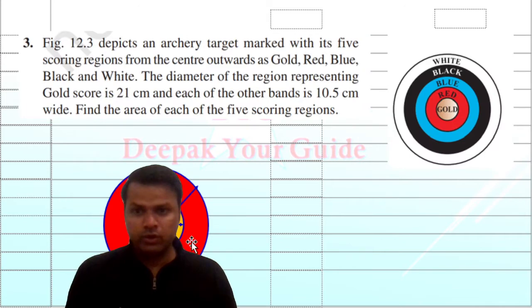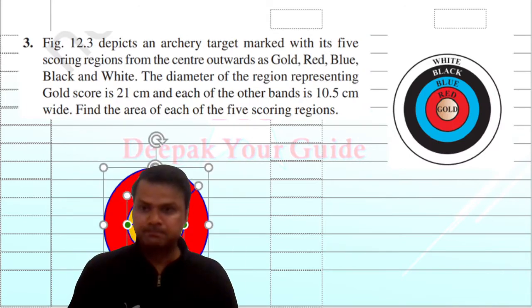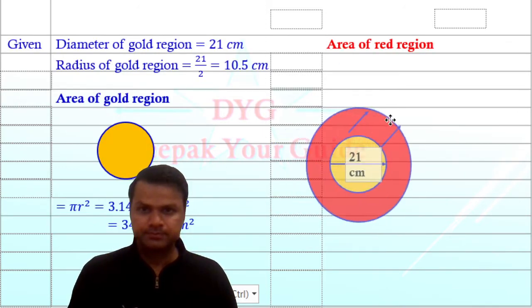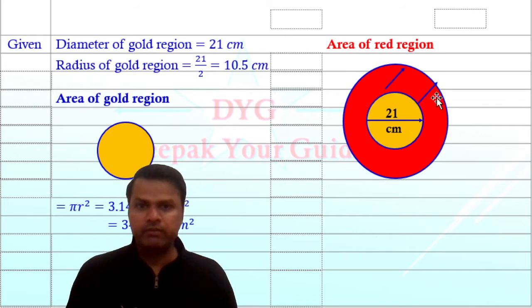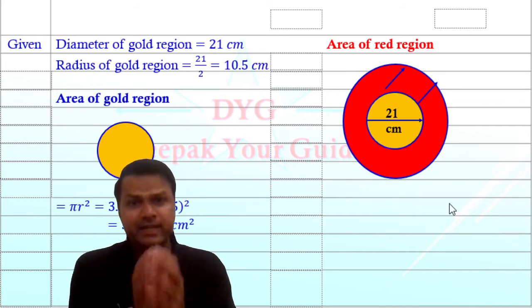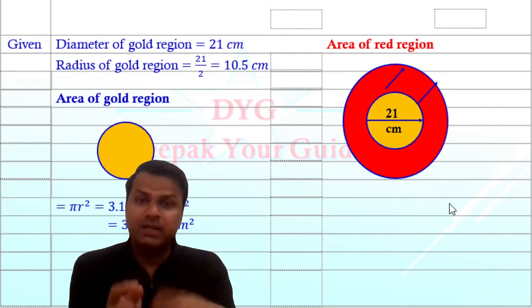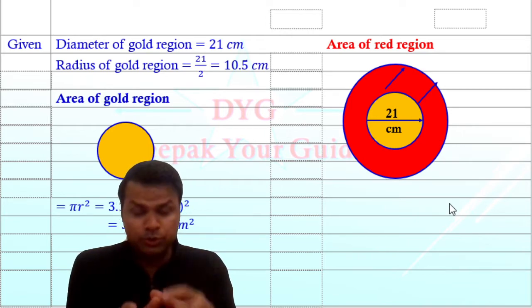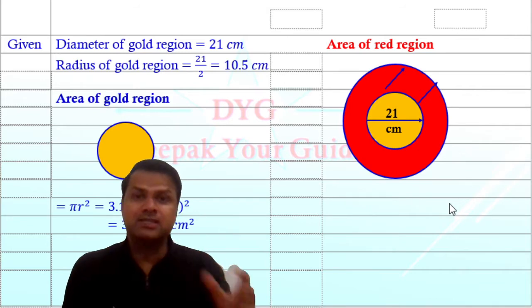Now I have already made the diagram here. So let's copy this and let's talk about it. This is what we have, area of red region. It's not necessary that you make the diagram again and again. The reason I am making it is just for the explanation, so you get a better idea of what is happening here.